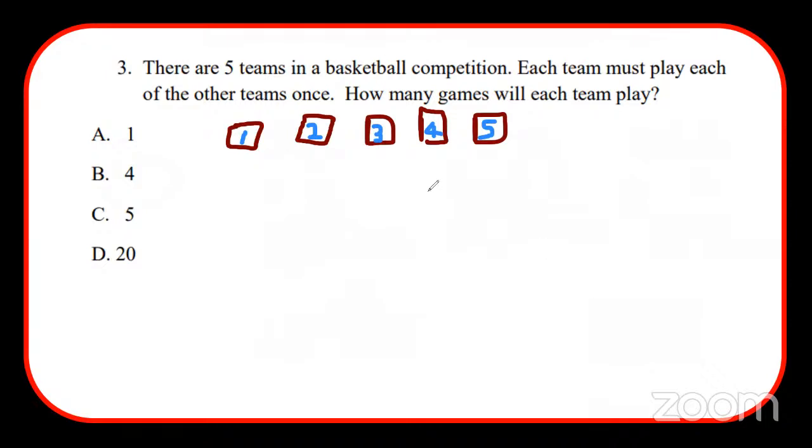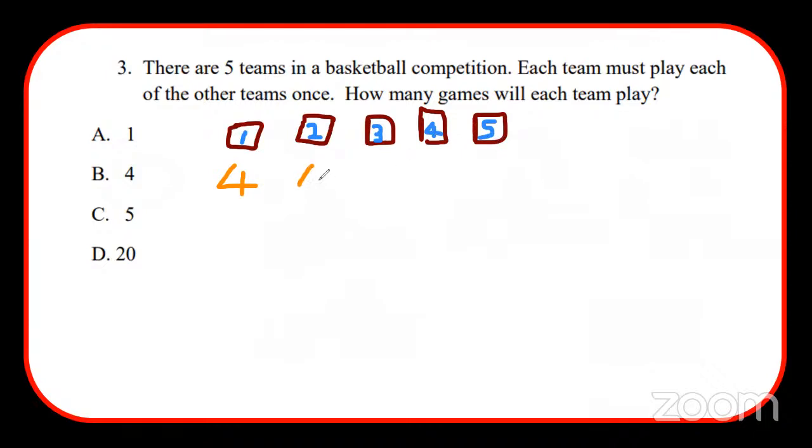So team 1, let me just go ahead and change this color. Team 1 will play team 2, team 3, team 4, team 5. Right here, team 1 is playing 1, 2, 3, 4. Team 1 is playing those 4 teams. Let's look at team 2. Team 2 will be playing team 1, 3, 4, and 5. So that is 1, 2, 3, 4 games team 2 will be playing.